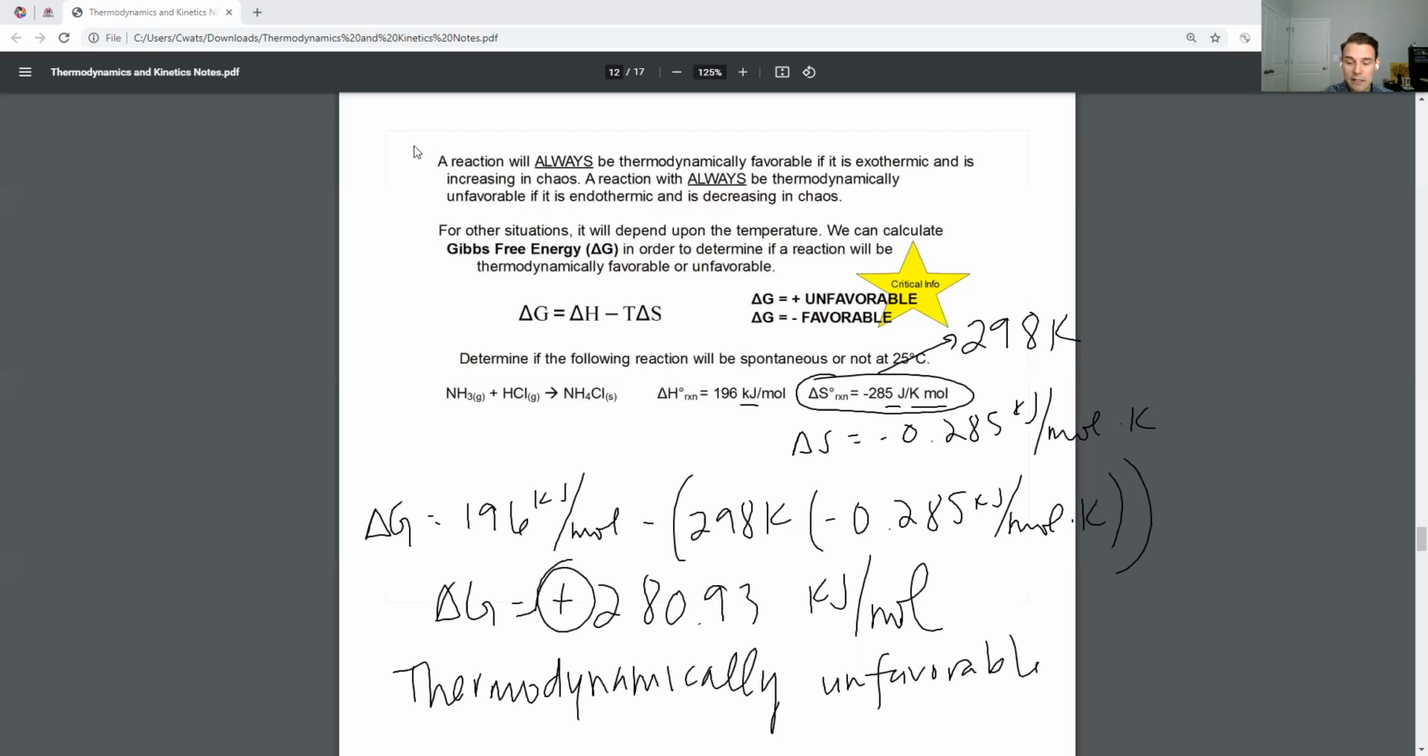And of course, there are plenty of practice problems with Gibbs Free Energy in the homework packet that you can look at. And again, if you have any questions, please just put them in the chat or ask me and I can go over whatever you want at the end of class.